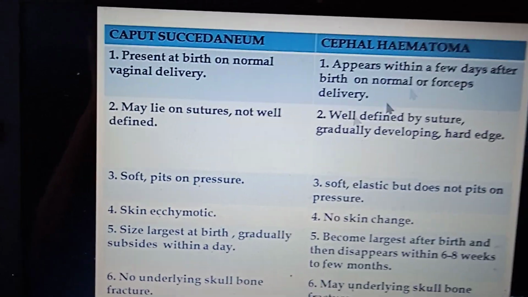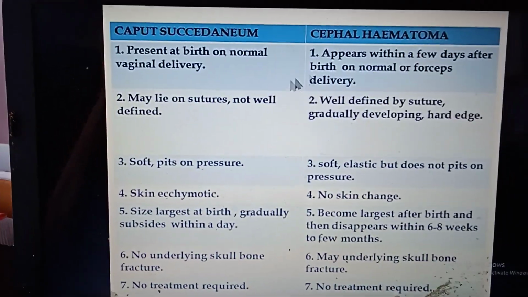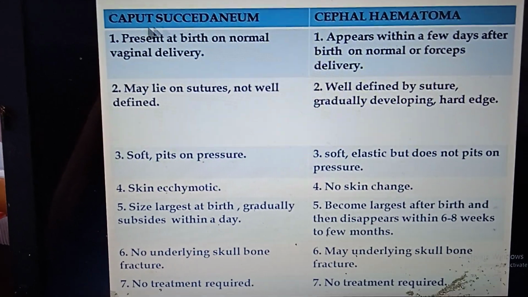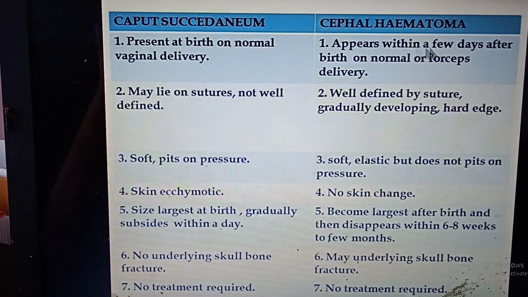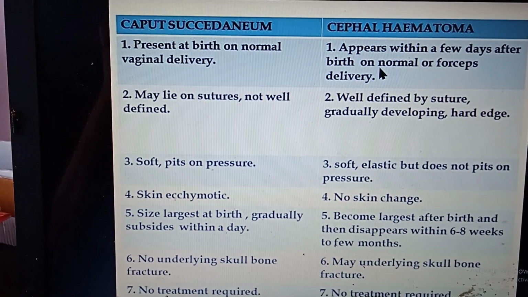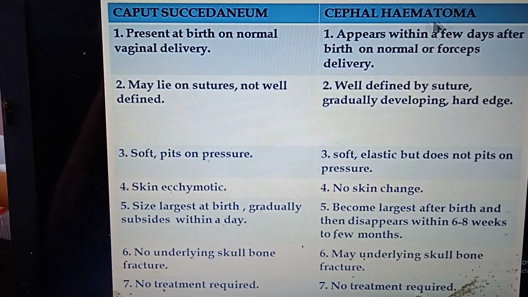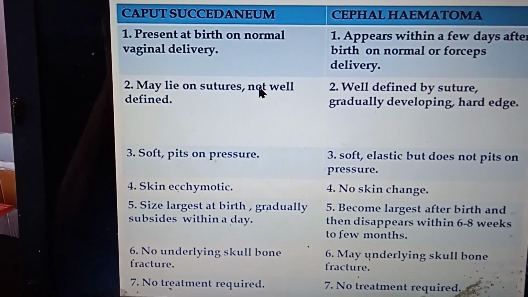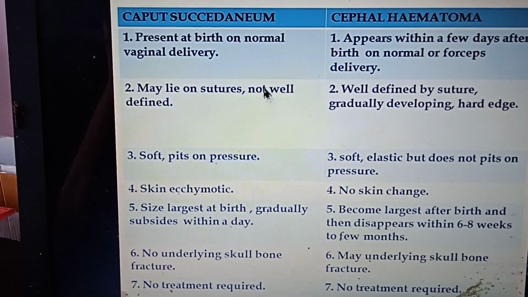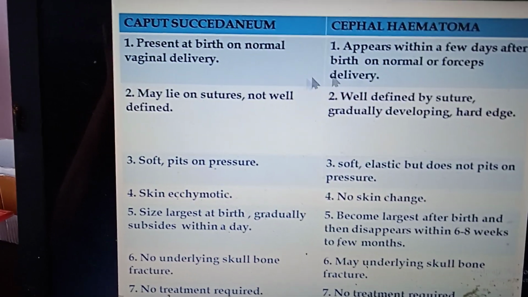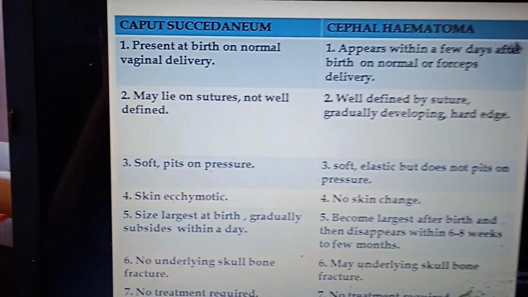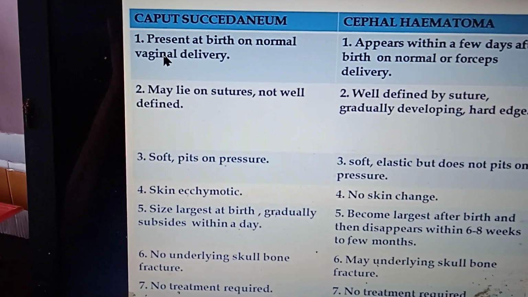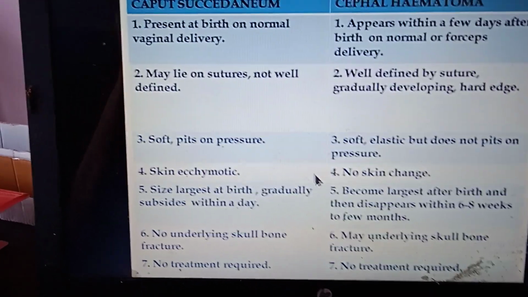Now, this is the caput difference. It may be asked in your exam that caput succedaneum, which is cap-like, is present at birth, and cephalhematoma appears within a few days after birth, or with scalp injury in any period of life. Okay, and it may lie on a suture, not well defined. The main difference is that cephalhematoma takes the shape of a bone. It does not cross the suture line, whereas caput crosses the suture line. And the rest you may learn.